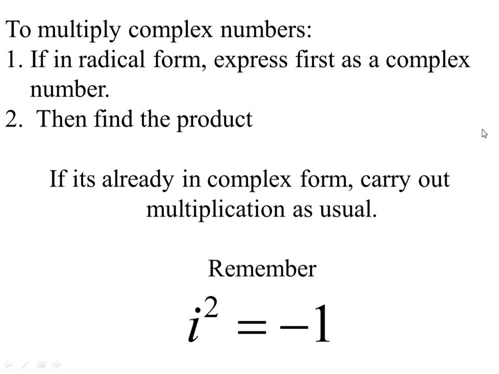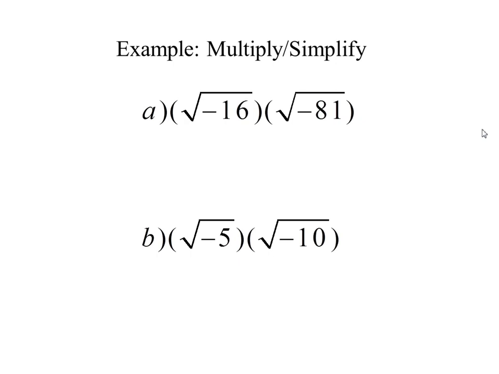So a couple of things that you need to remember is if it's in radical form, you need to go ahead and express it as a complex number, and then you're going to find the product. If it's already in complex form, you're just going to do your multiplication like we learned how to do in chapter 3. And here, remember, i squared is -1. Anytime you come up with an i squared, replace it with a -1. So here, it's in radical form. Are we just going to start multiplying?